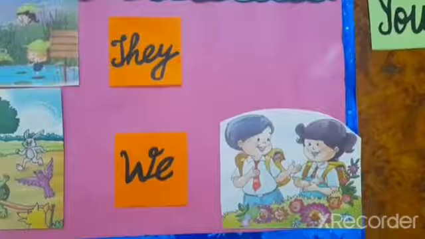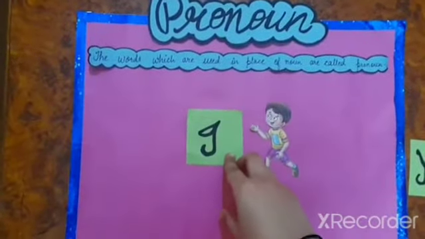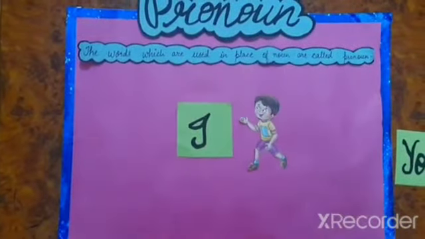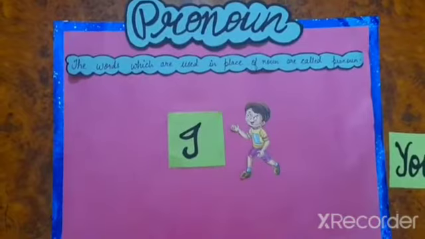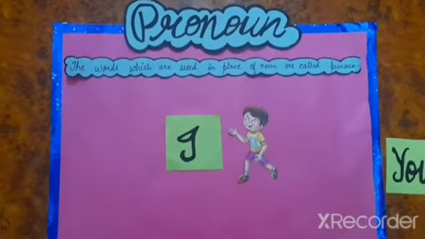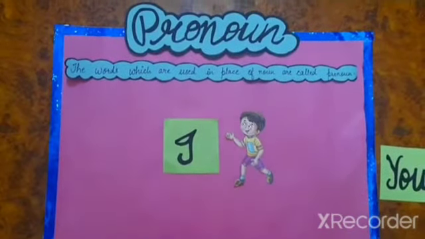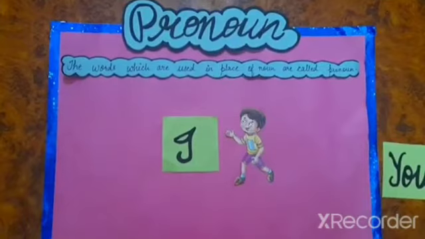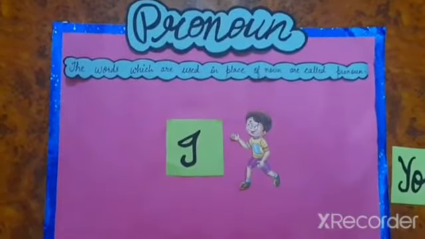We are talking. Students, we will talk about the pronoun I for me and myself. Like this boy wants to introduce himself. So he will speak, I am a boy. I am 6 years old. I study in class first. So when we want to introduce ourselves, we are going to use the pronoun I.